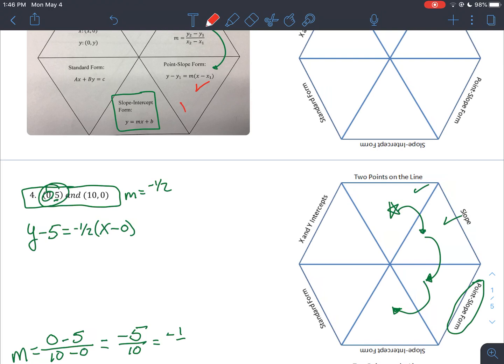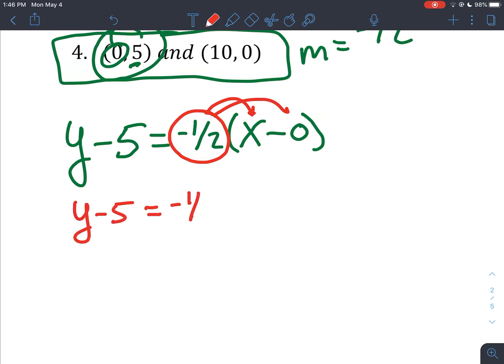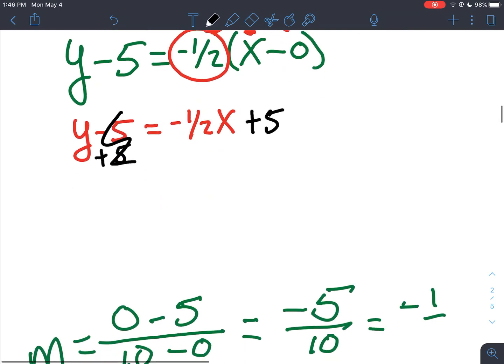And now to get from point slope to slope intercept, we've talked about solving for y. So we just want to get that y by itself. So we're going to look and see that the negative 1/2 is going to get distributed through the parentheses. So this y minus 5 just hangs out for now. I've got negative 1/2 x from this part, and then negative 1/2 times 0 is 0, so no further action necessary on that side until we add this 5 to get the y by itself. So now we have y equals negative 1/2 x plus 5.